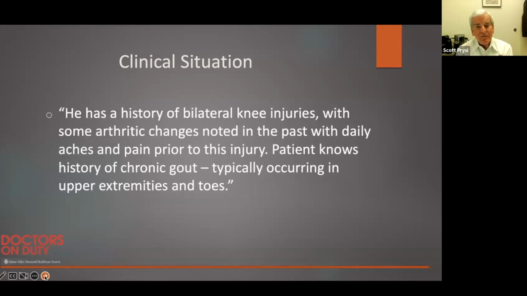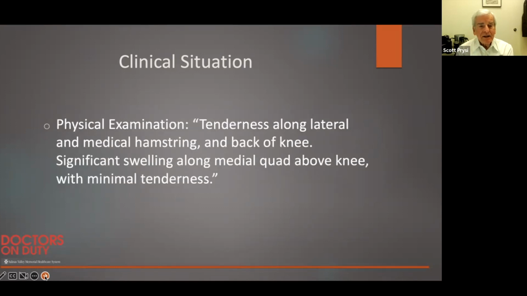And so he has a history of bilateral knee injuries with some arthritic changes noted in the past, with daily aches and pain prior to this injury. The patient knows he's got a history of chronic gout, typically occurring in the upper extremities and toes. And these are quotes just out of the medical record. Next slide. And then on exam, tenderness along lateral and medial hamstrings, back of the knee, significant swelling along the medial quad above the knee with minimal tenderness. So that's the picture when the patient came in historically and from a physical exam standpoint.